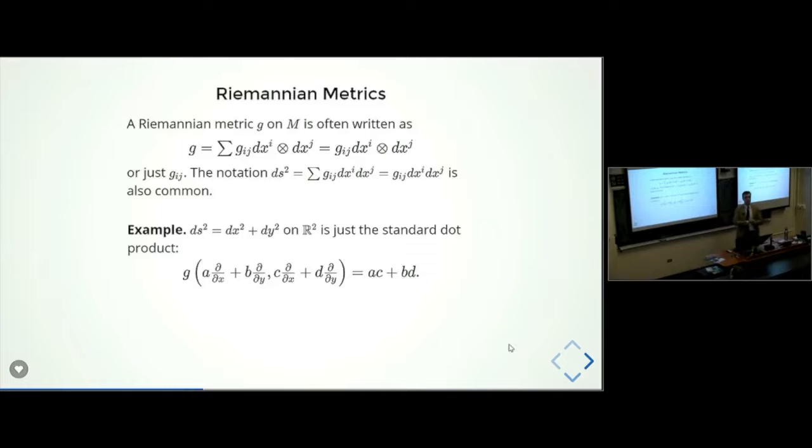Yes? I sometimes see a wedge in the tensor product. Is that interchangeable, or is that a different set? For metrics, I don't see it in these calculations, and it's not related to this. Well, you'll see wedges very soon, but not in the context of a metric, because a metric is a symmetric tensor, whereas a wedge is an alternating tensor.